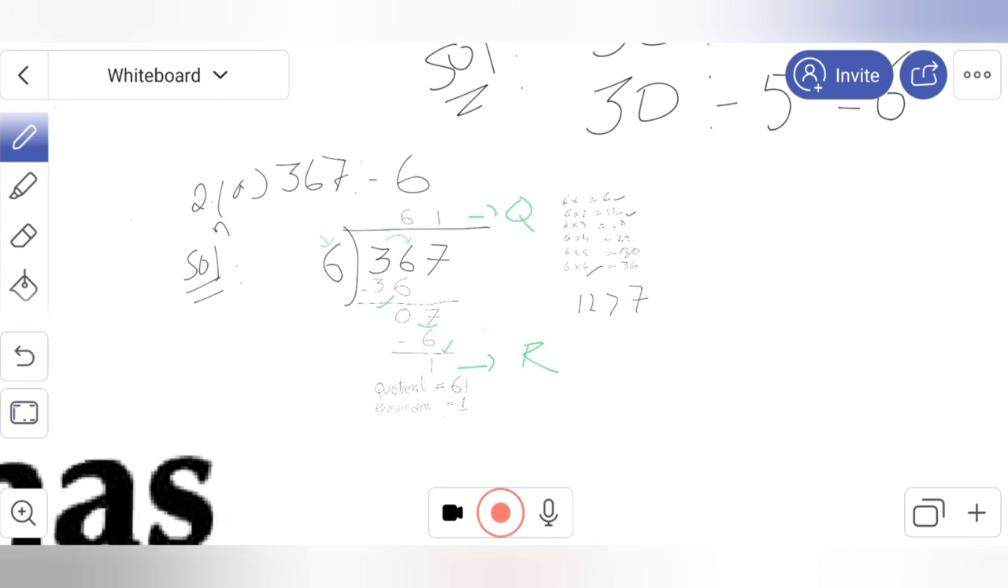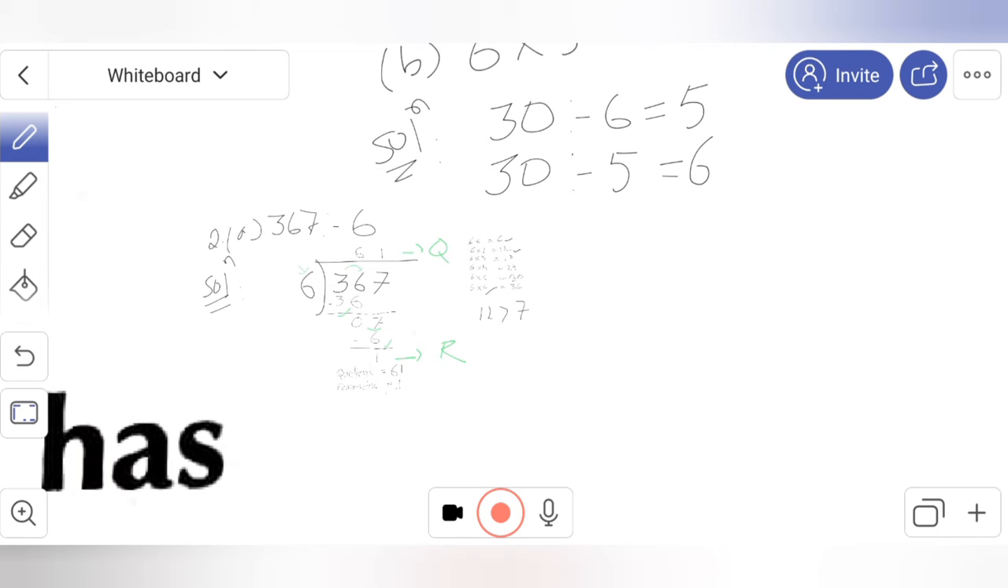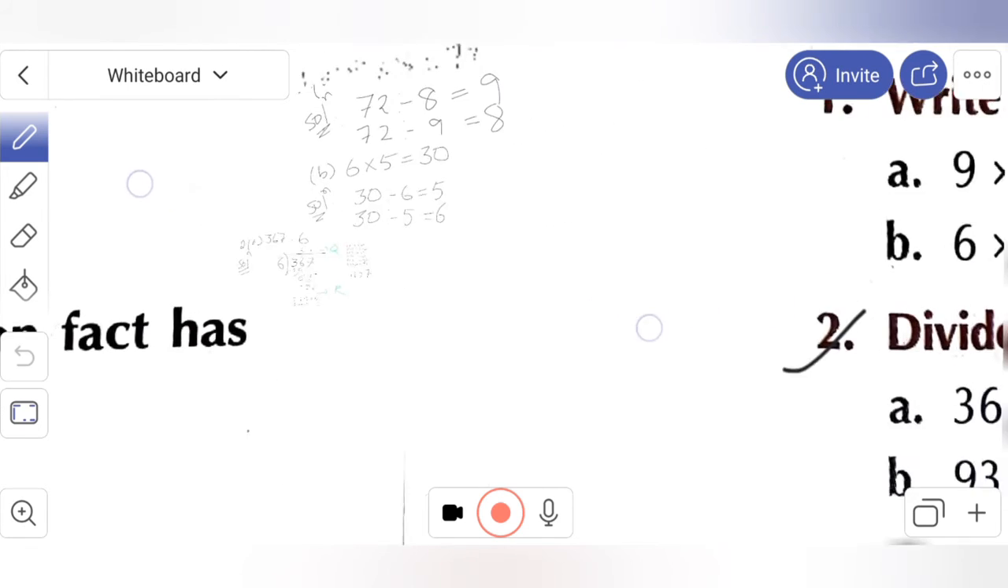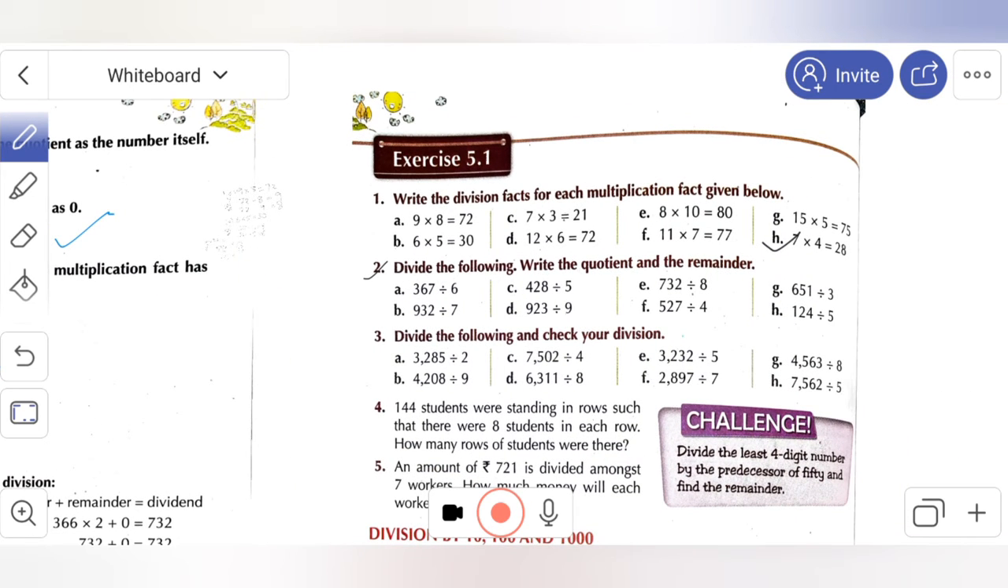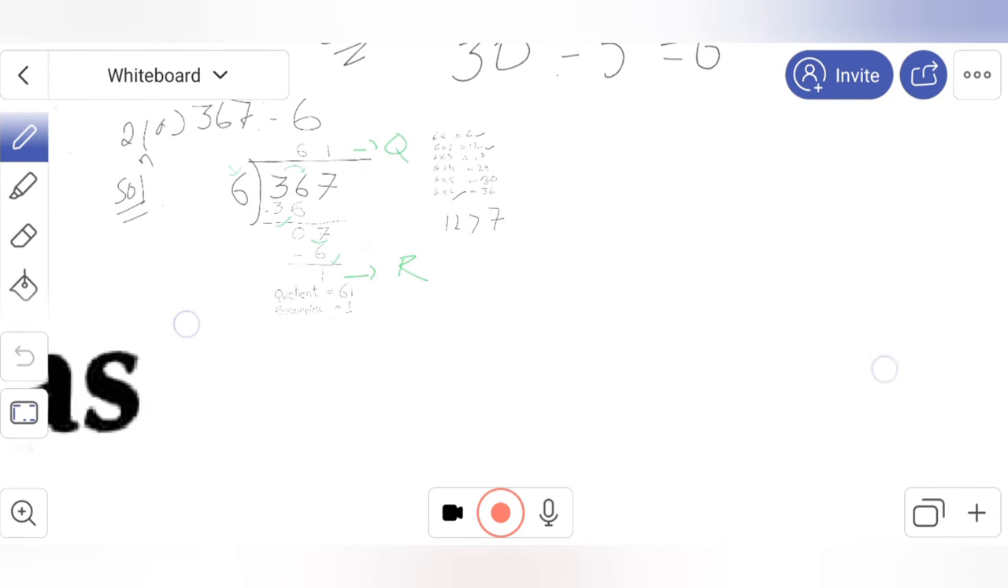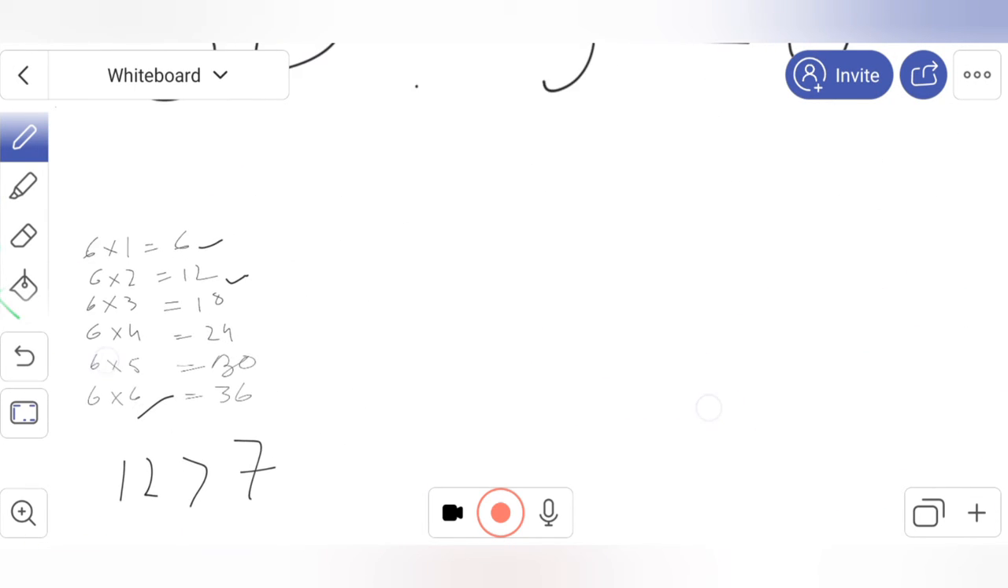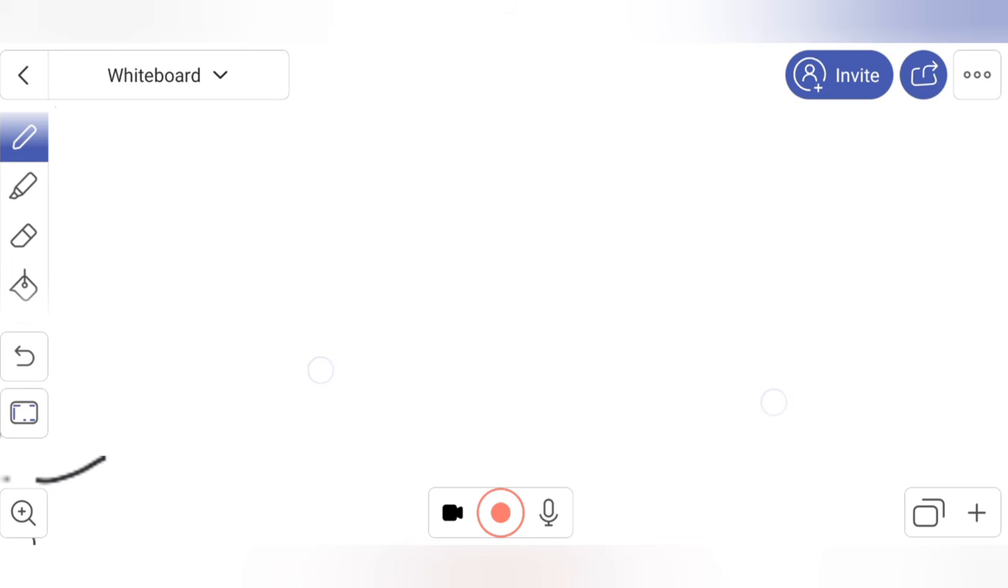Will you be able to do it by yourself now? Number 2, I will show you again. Okay, let's do number G. That will be better. Then the rest you have to do by yourself. Let's go to number G.